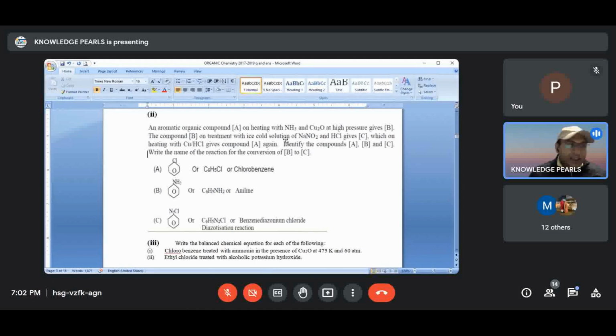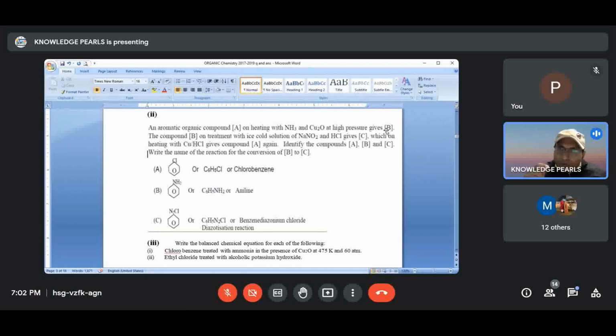So I told you this question is from alkyl halide. A is chlorobenzene and it is converted to aniline, B. And aniline is further converted with the ice cold solution to give C, which is benzene diazonium chloride, and the reaction name is diazotization. So if you learn the name reactions, it will be useful here. This is the point.